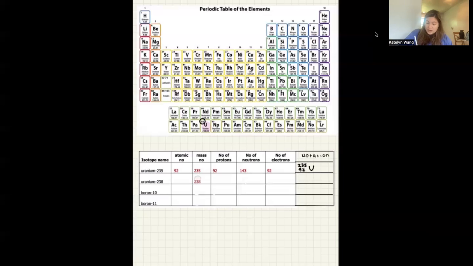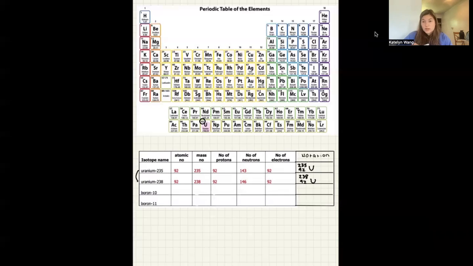Let's do the same thing a little bit quicker now with uranium-238. Mass number is 238. Let's uncover mass number. Then atomic number, we know that's 92. We know that the number of protons is also 92 because that's what the atomic number is. Then 238 minus 92 is going to equal 146. And then again, not charged, so the number of electrons also has to be 92. So this is going to be 238 because that's our mass number, over 92, uranium.